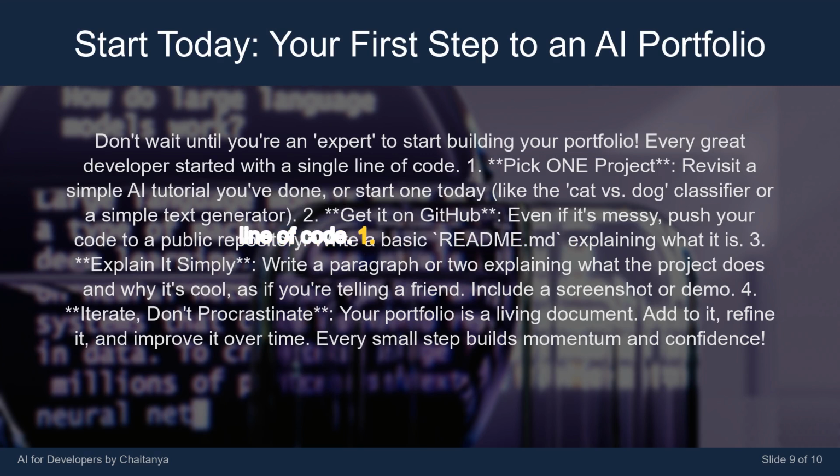1. Pick one project. Revisit a simple AI tutorial you've done. Or start one today, like the cat versus dog classifier or a simple text generator. 2. Get it on GitHub. Even if it's messy, push your code to a public repository. Write a basic README.md explaining what it is. 3. Explain it simply. Write a paragraph or two explaining what the project does and why it's cool, as if you're telling a friend. Include a screenshot or demo.